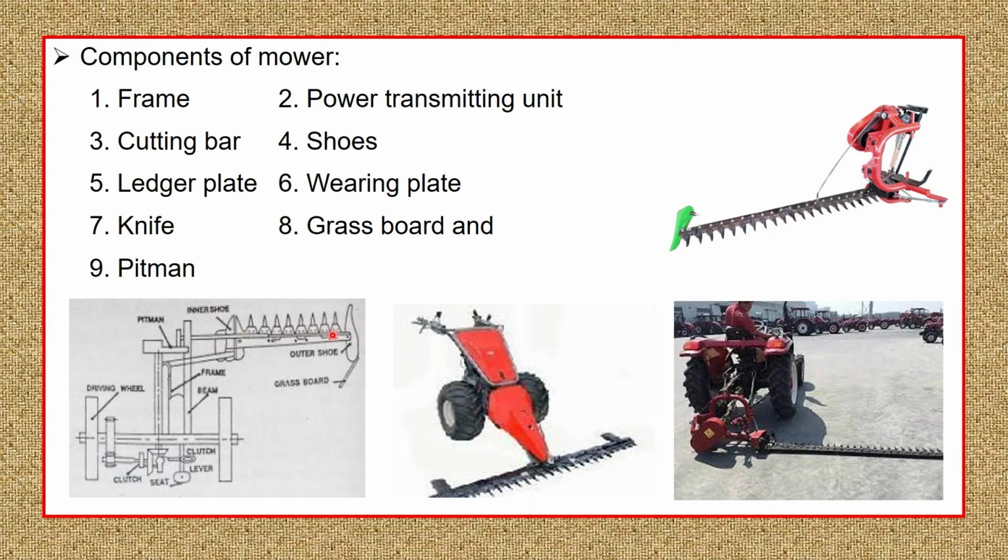The wear plate is the type of metallic plate which is provided at the rear of the blade, and that's how it provides a vertical support to the knife or blade from the rear. This one is the grass board. It ensures the cut material falls on the harvested area instead of falling over the uncut plant, so that it does not create any confusion while we come for harvesting in the next pass. That's how the components of the mower perform their dedicated tasks.